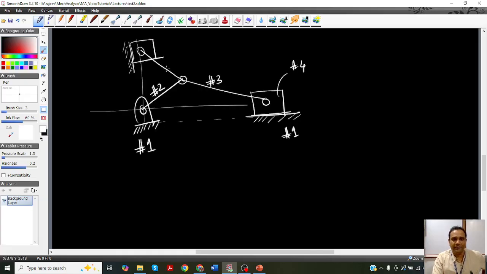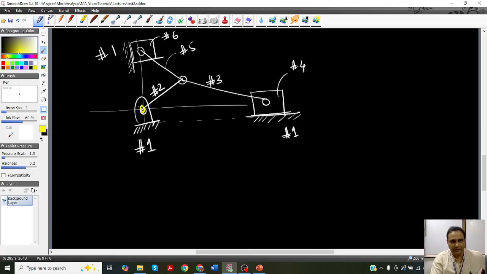Now the other side, this link is independent. I can move like this. Okay. So this will be number 5. And this slider will become number 6. This is still number 1, the ground.